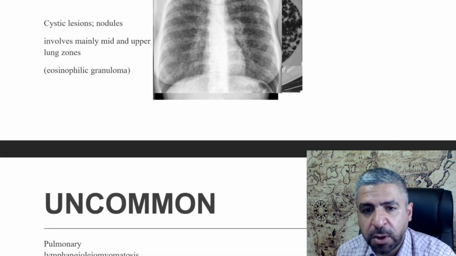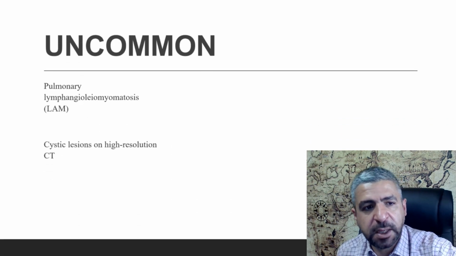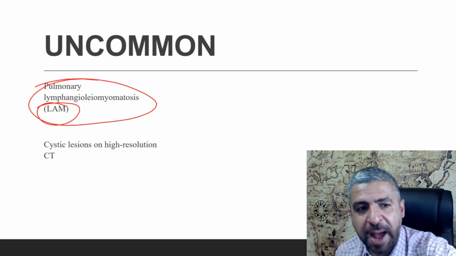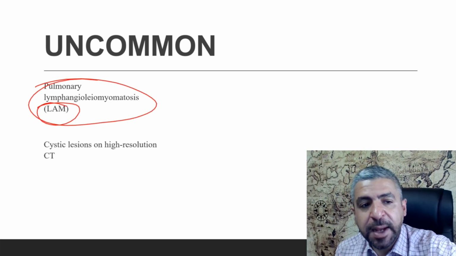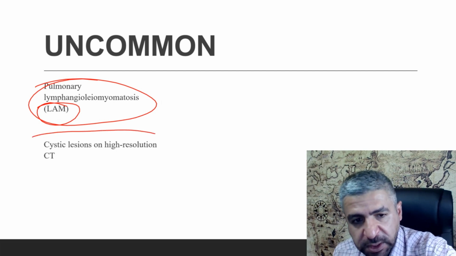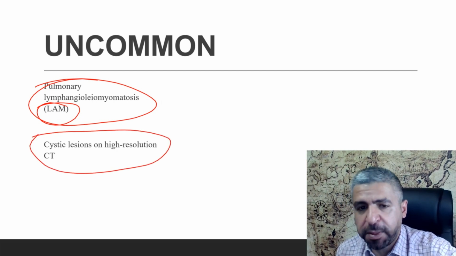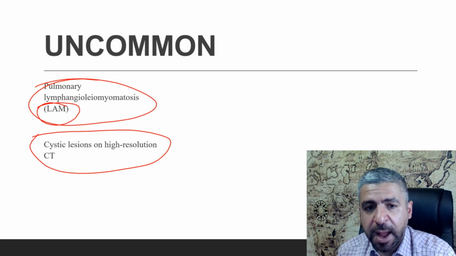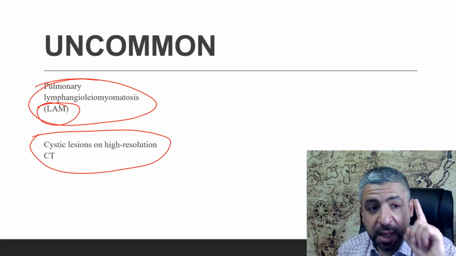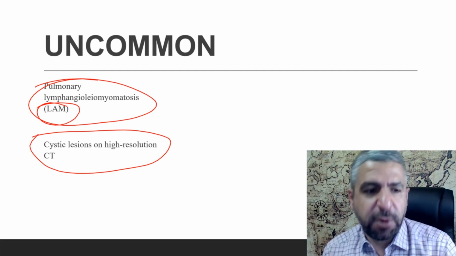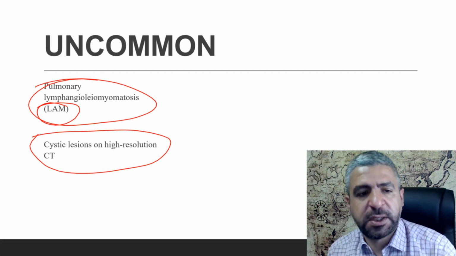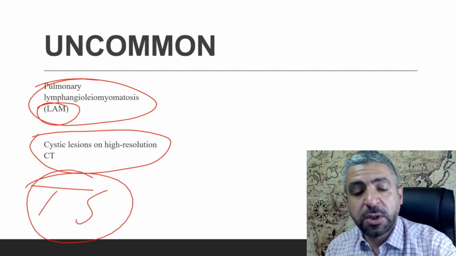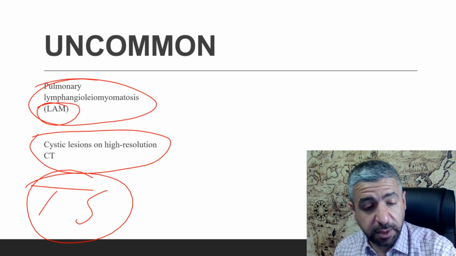The final condition that causes the cystic appearance is pulmonary lymphangiomyomatosis, or what we call LAM. In LAM there are diffuse cystic lesions involving both lungs from up to down. Everything in the lung is cystic. However, keep in mind, LAM is a part of tuberous sclerosis syndrome. So most of the patients have tuberous sclerosis.